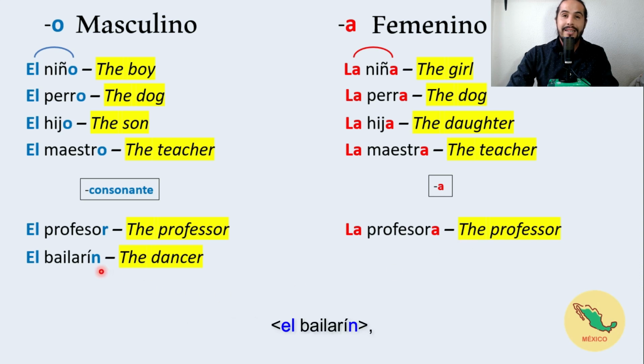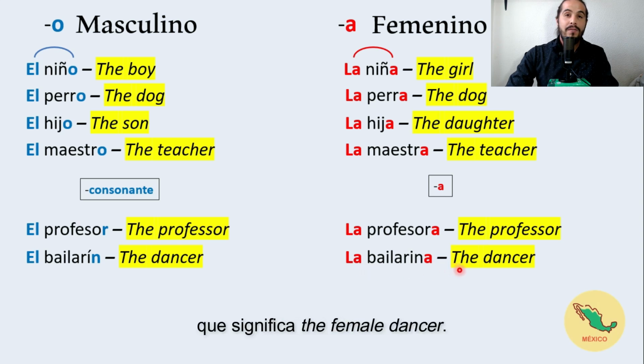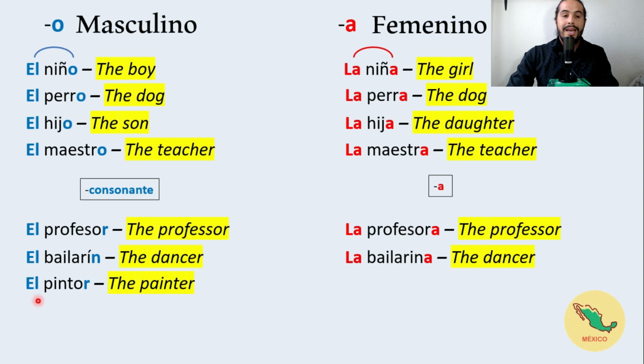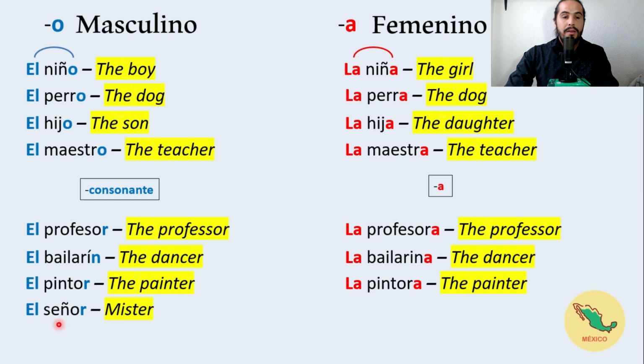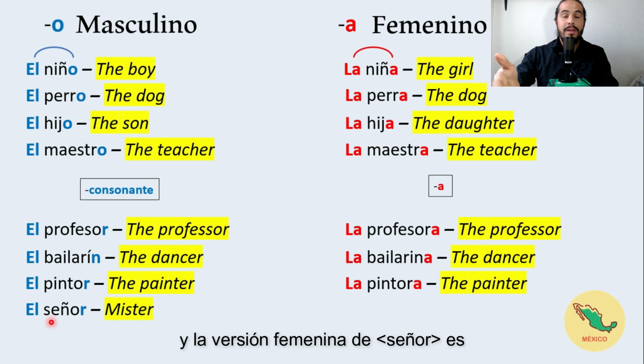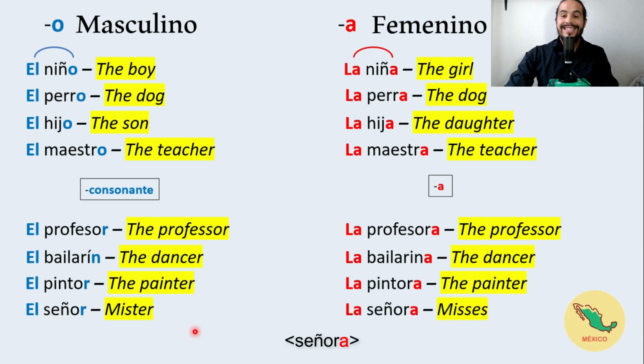El bailarín, which means the male dancer. La bailarina, which is the female dancer. El pintor, which is the male painter. La pintora, which means the female painter. Then you get el señor, and the feminine version of señor is señora, la señora.